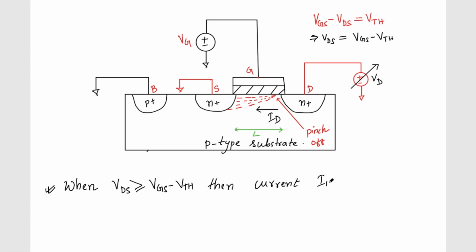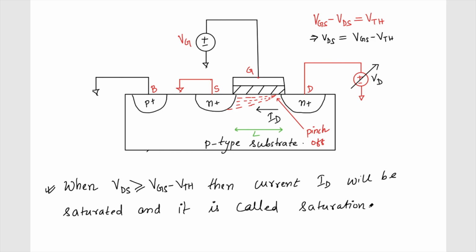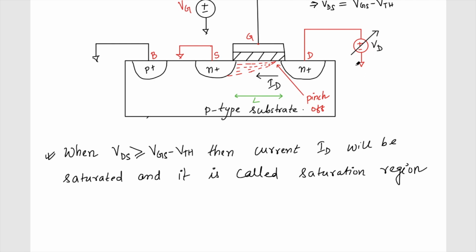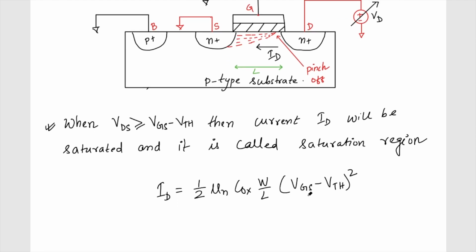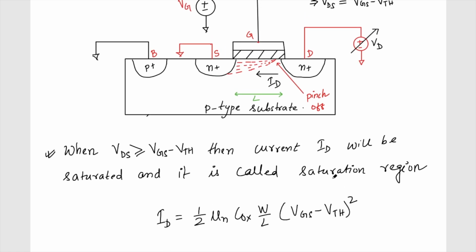So when my VDS becomes greater than VGS minus VTH, or even equal to, the current ID will be saturated and it is called the saturation region. That means my current is no more dependent on the VDS, and the current ID is given by half mu n C ox W by L times VGS minus VTH whole square. So the current is now only dependent on the VGS, and not on the VDS.